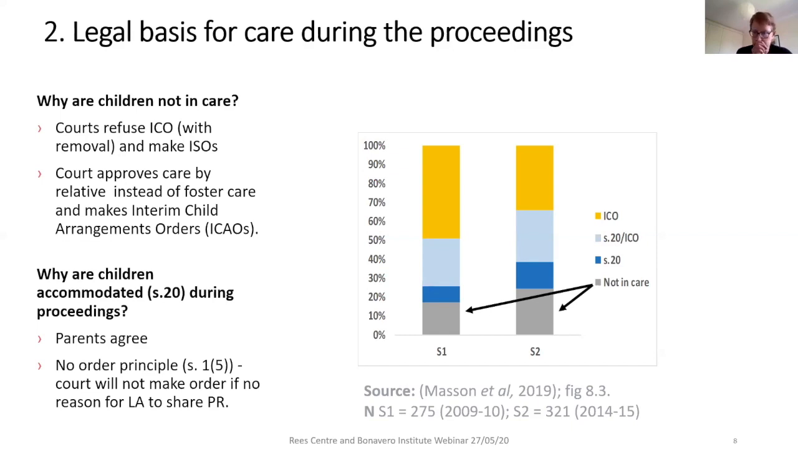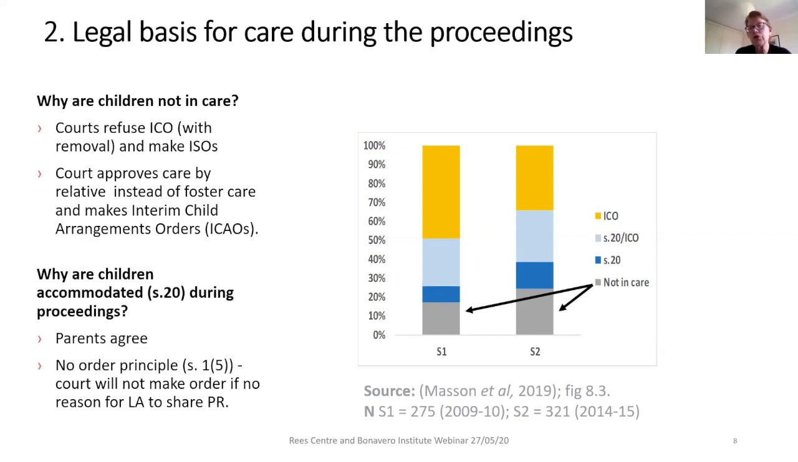The darker blue children are children who are subject to Section 20. So despite all the complaints from senior judges about the abuse of Section 20, a substantial number of children are on Section 20 throughout court proceedings. And this happens because if the parents agree, and it's usually with pressure from their lawyer, to accept Section 20, then unless the local authority's got a good reason for wanting an order, wants parental responsibility, the court won't grant a court order.